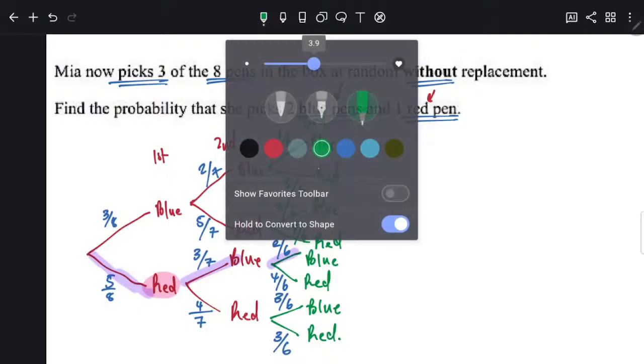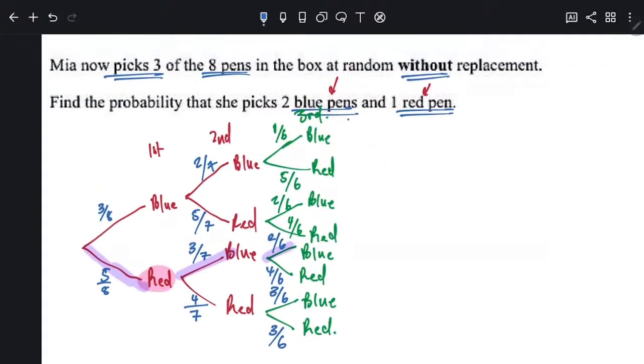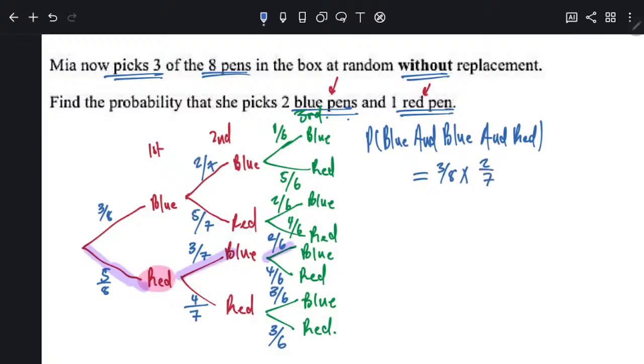Now find the probability that she picks 2 blue pens and 1 red. So now we're writing: probability of blue and blue and red. This is going to be equal to probability of blue, which is 3 over 8, times probability of blue again, 2 over 7, times probability of red now, which is 5 over 6. Are we together?